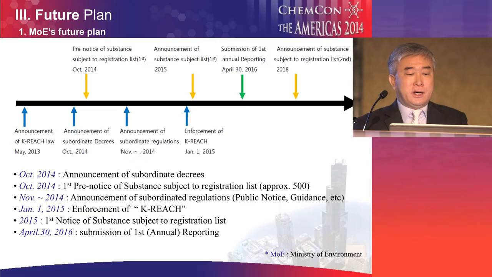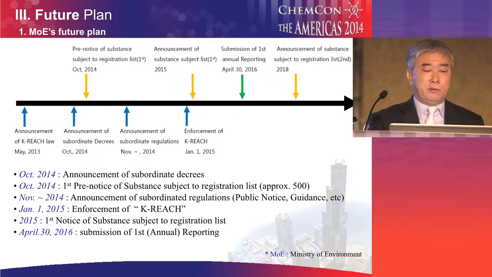The announcement of the subordinate decree was a little bit delayed in October. According to the information, the subordinate decree will finally be published in a couple of weeks, at the beginning of November. And the first pre-notice of the list of substances subject to registration was already done yesterday. It's a little more than 500 substances.